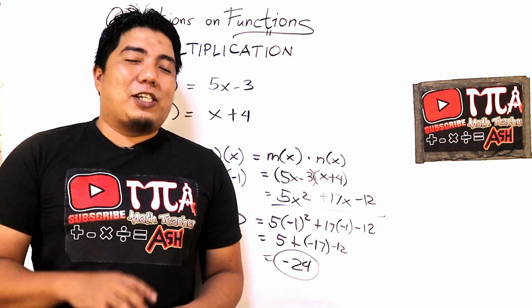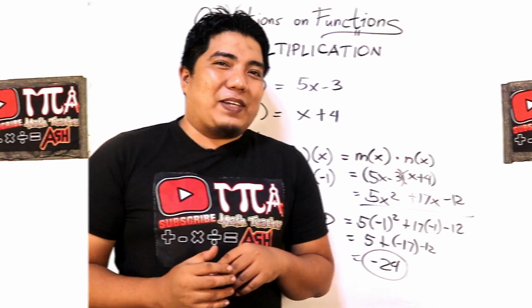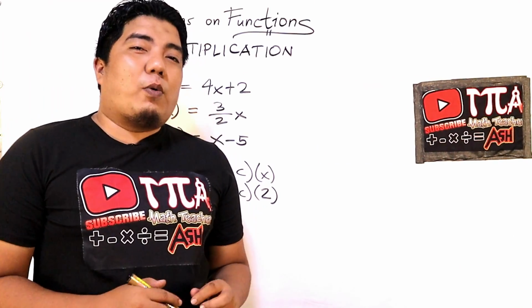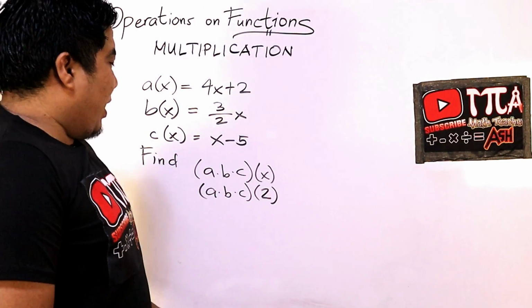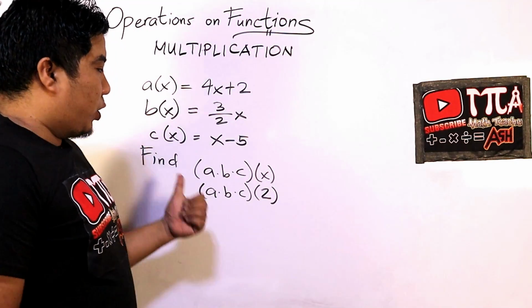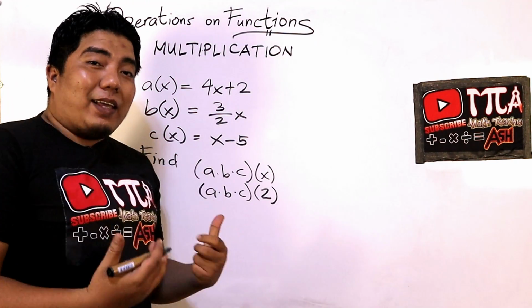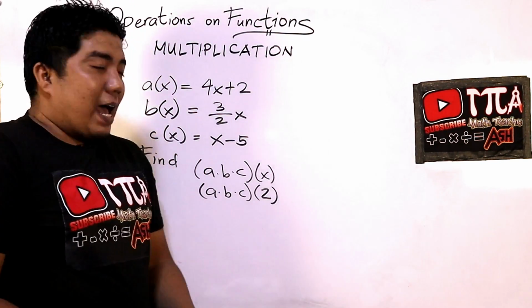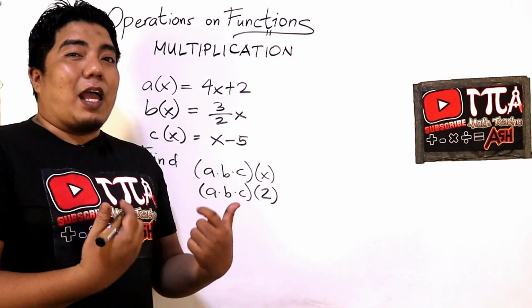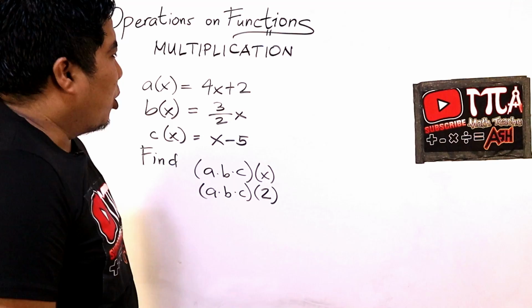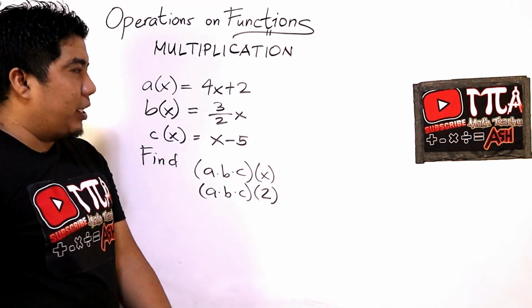Okay, now my dear math learners, let us go to our last set of examples. For our final problem, we have three given functions. And what we are asked to find is the a times b times c of x, as well as to evaluate the value of 2 in the a times b times c. So how do we do this, my dear math learners?